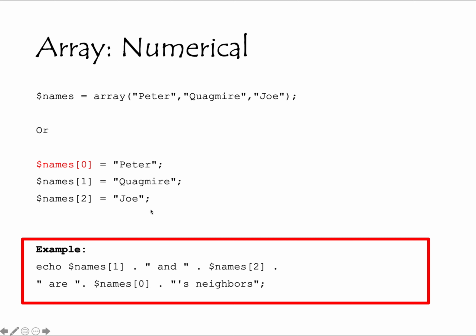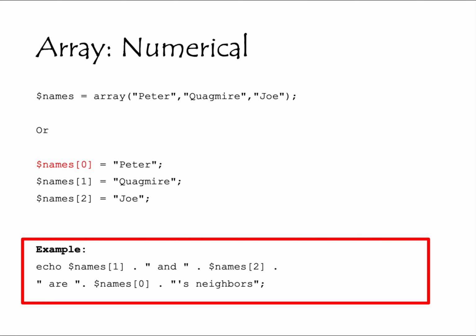And how to distinguish them? Using the index with numbers. So how to use it? If you use echo statements with those array variables, let's say echo names 1 and names 2, concatenated with names 0, the neighbors, what would be the output? The output of this echo statement would be: names 1 is Quagmire, so Quagmire and Joe are Peter's neighbors. That would be the output of this echo statement. So that's called an array variable.